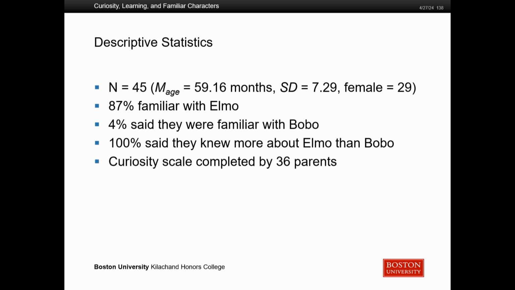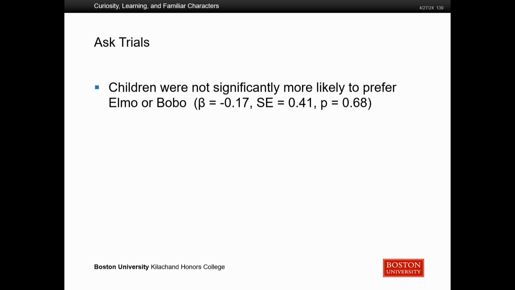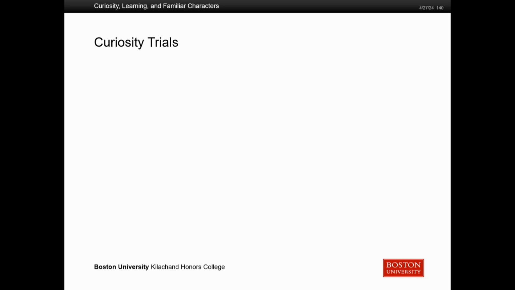The curiosity scale was completed by 36 parents with a mean score of 28.92 out of 40, so there were 10 questions, each graded out of 4. It wasn't completed by everybody because it was emailed out to them separately to the study itself. So, for the ask trials, I found that children were not significantly more likely to prefer Elmo or Bobo, so they were about the same in terms of asking them for the information.